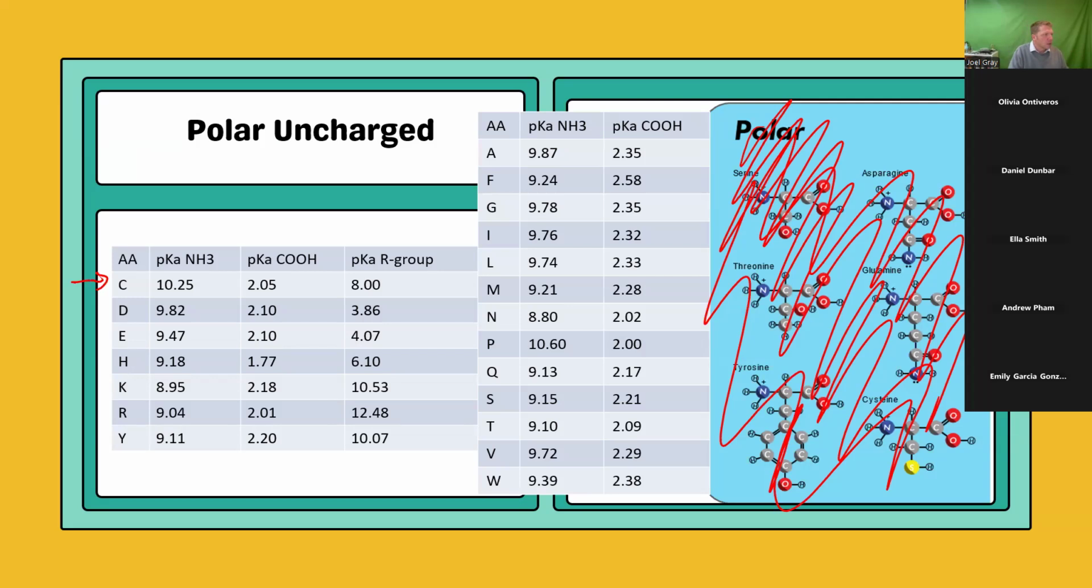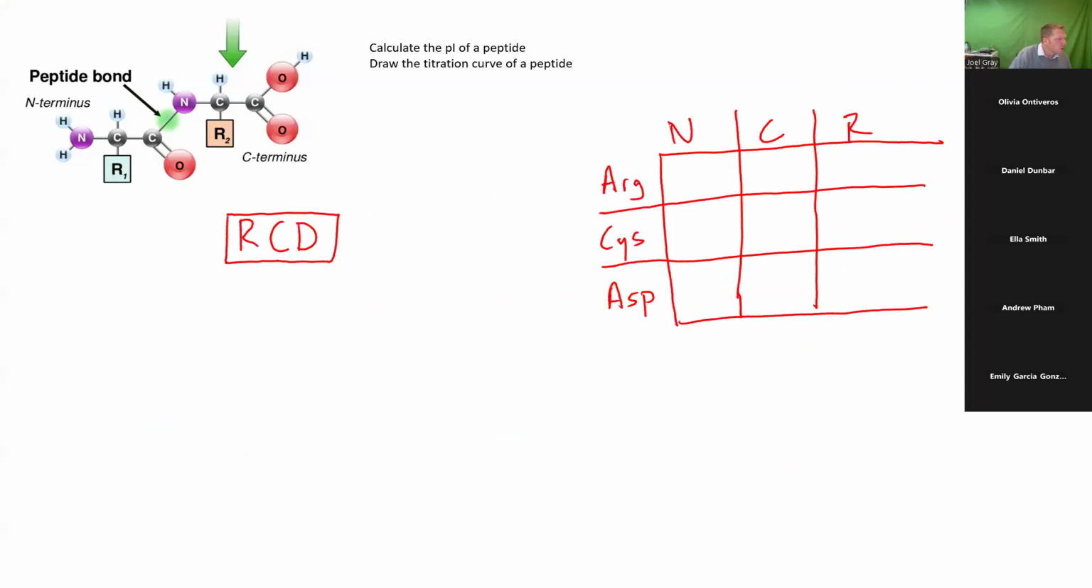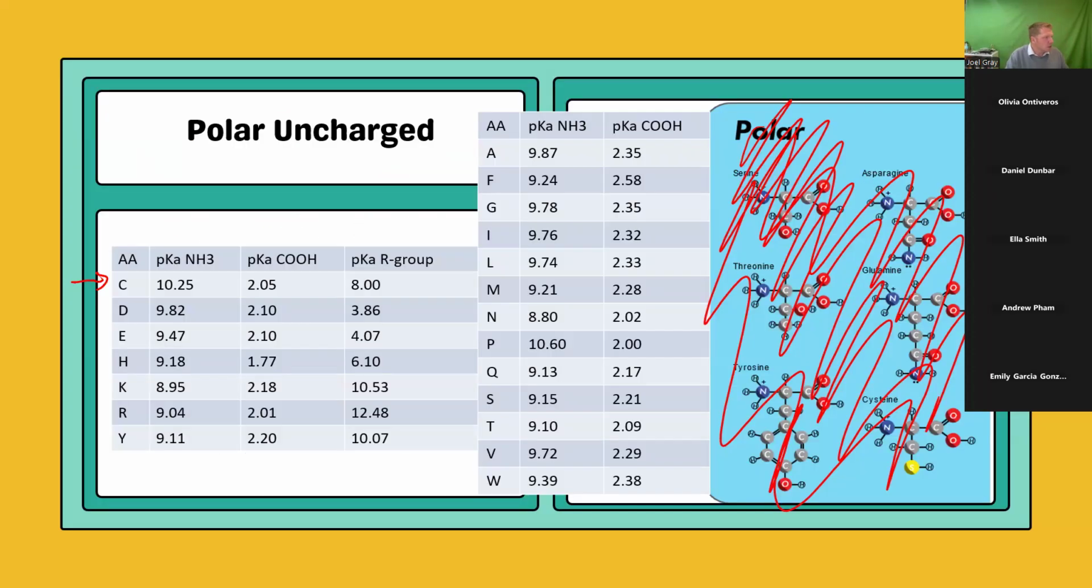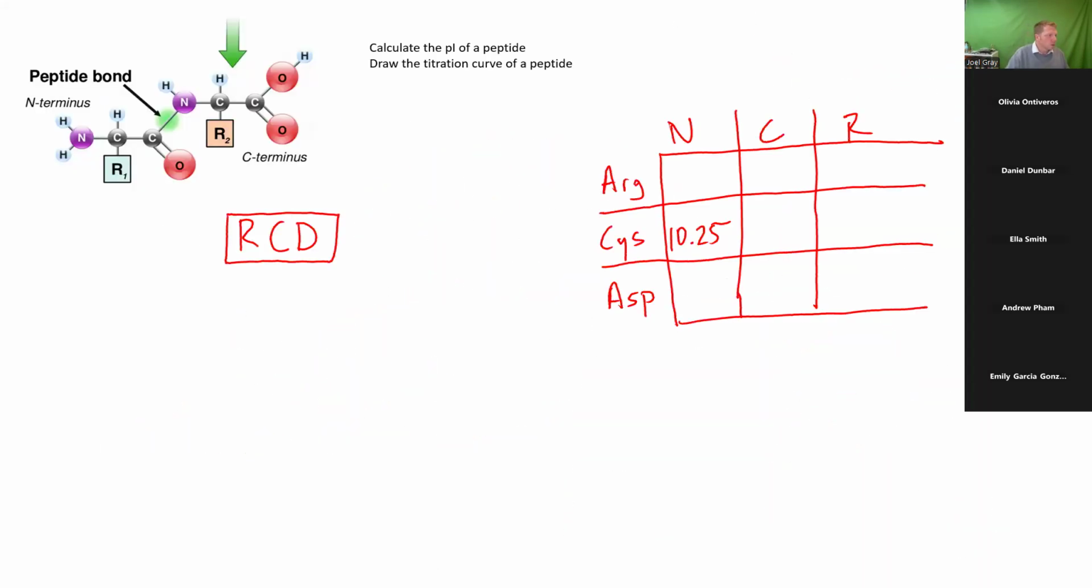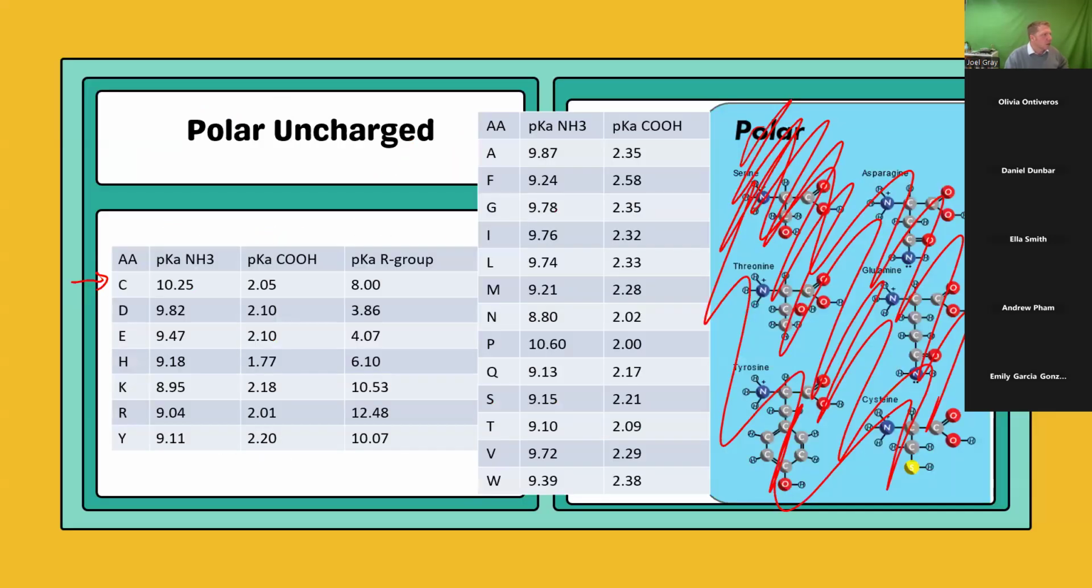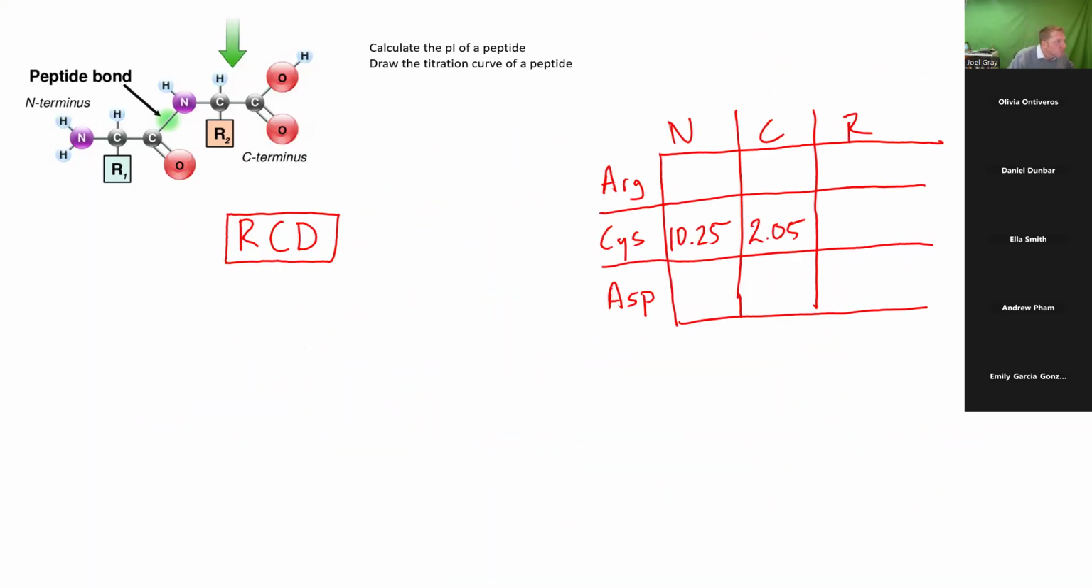The first number is for CYS, 10.25. Okay. Next up is cysteine's C terminal pKa value, which is 2.05. And what might be helpful for you guys is, as I'm doing this, get a piece of paper out and work on it yourself as well so that you're working alongside me. So we're filling in this table. My R group for cysteine has a pKa of 8.00. So I'm going to put that in there.